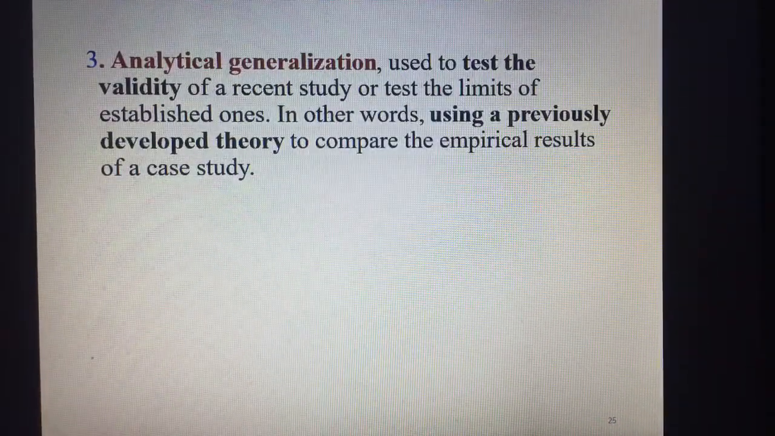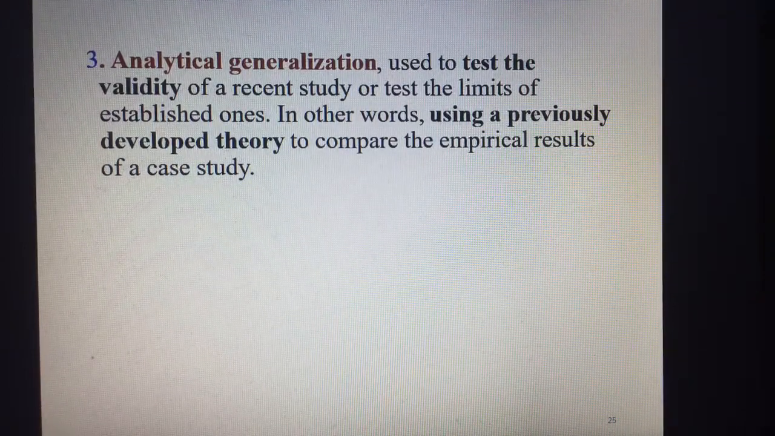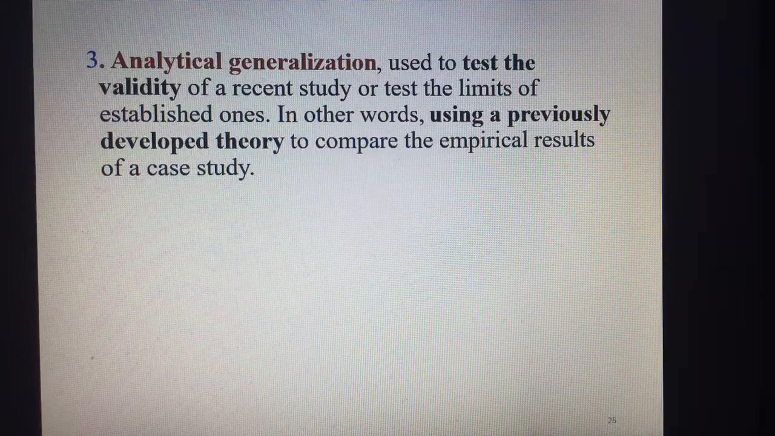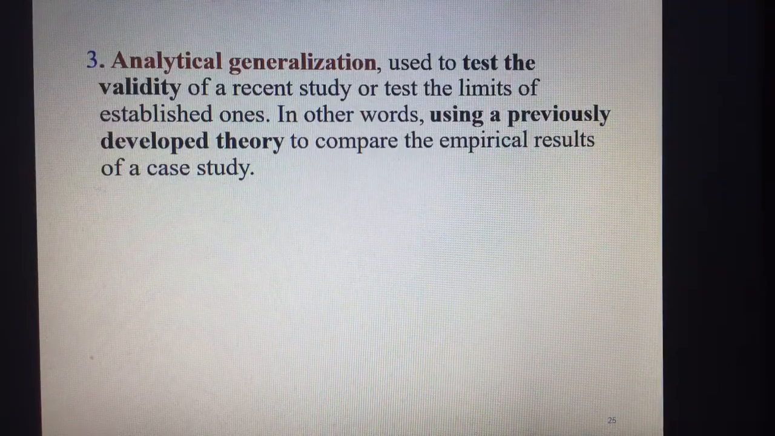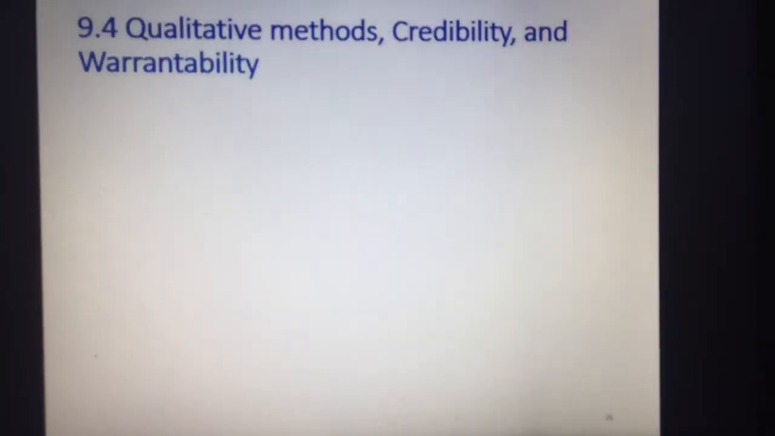context. A third generalization is analytical generalization, which is used to test the validity of a recent study or test the limits of established studies. In other words, using a previously developed theory to compare the empirical results of a case study. For example, testing if the psychological model developed by Bourdieu can be applied to the field of drama translation. So you're looking at drama translation and the psychological model, and you are trying to apply it in order to draw conclusions.